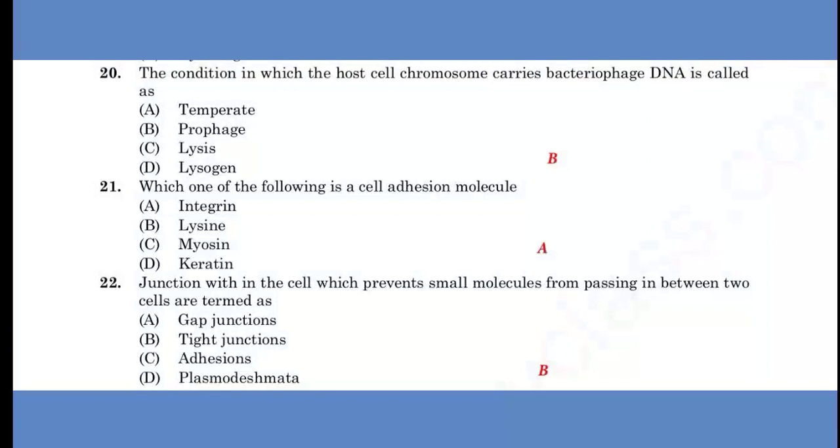The question: the condition in which the host cell chromosome carries a bacteriophage DNA is known as. Here the question is asked on lysogeny. In lysogeny, the viral DNA gets integrated into a host cell chromosome and becomes a prophage. Simply, the prophage is the DNA of a virus which is integrated into the host cell chromosome. So the answer of this question is prophage.